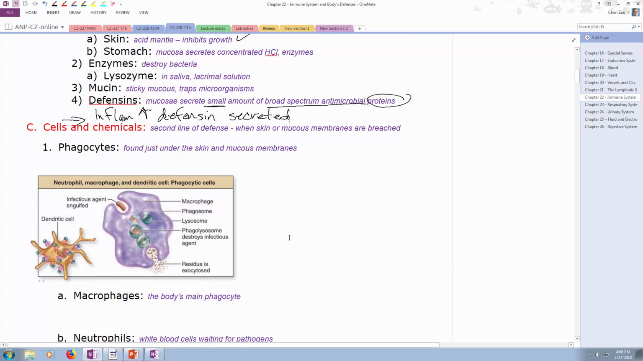So that's the surface barrier. That's our first line of defense. Now, let's take a look again at some other methods the innate system has built in that keeps us protected from the bad stuff out in our world.